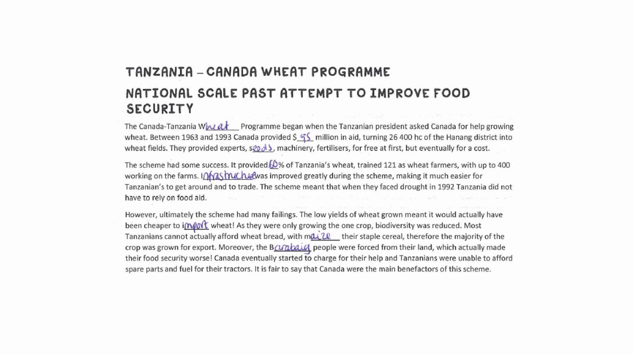Canada eventually started charging for everything. Tanzanians weren't able to afford spare parts and fuel for their tractors, so they just lay rusting in the fields. And it's fair to say that Canada were the main benefactors of this scheme.